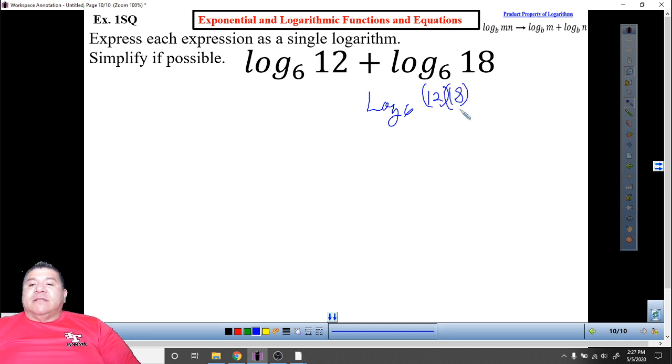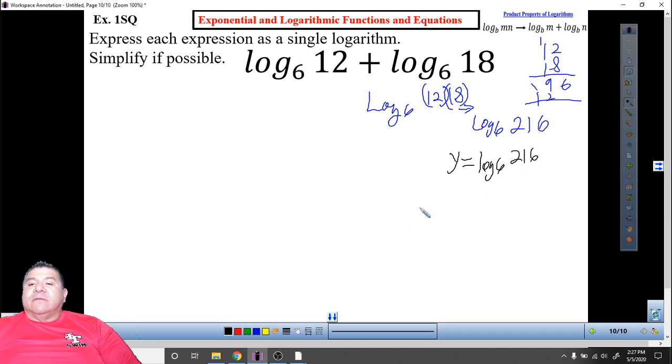All right, so then let's rewrite this. This is log base 6 of 12 times 18. Let's see, that's 16. I got 1, 8, plus 1 is 9. 1 times 12 is 12. That's 6. 9, 10, 11. Carry 1 is 2, 216. All right, so we have log base 6 of 216. Let's solve. What do we do here? Set it equal to y, log base 6 of 216.